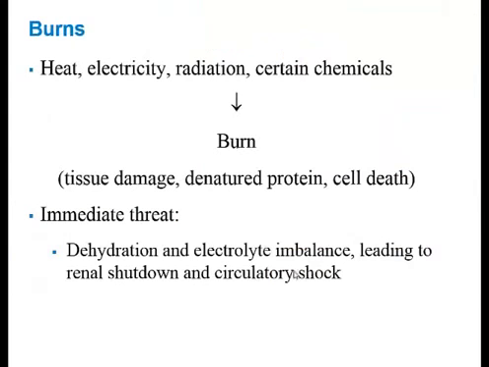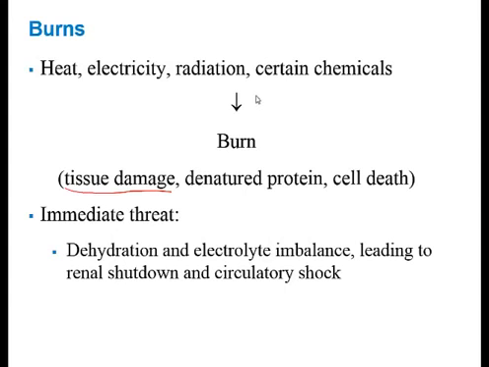So the last part of the chapter that you need to know about is the burns. A burn is any sort of tissue damage that does occur, and this tissue damage can result from things like heat, electricity, radiation, or certain chemicals. The reason this can be so bad is that it's going to denature or destroy proteins in the cell and eventually lead to cell death.